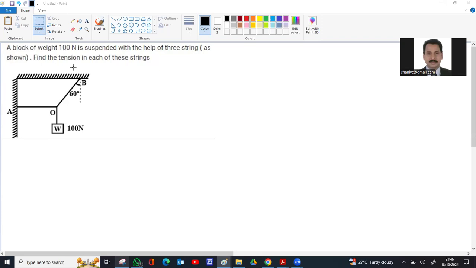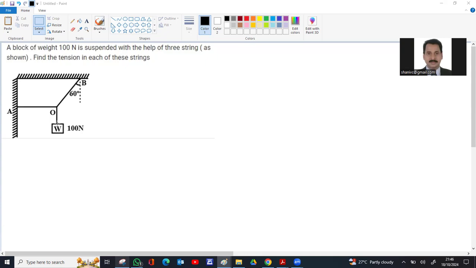A block of weight 100 Newton is suspended with the help of 3 strings as shown in the diagram. Find the tension in each of these strings. String 1 may be the weight hanging down. String 2 connected from O to A. String 3 from O to B.